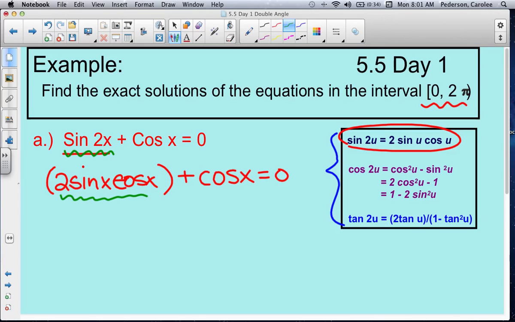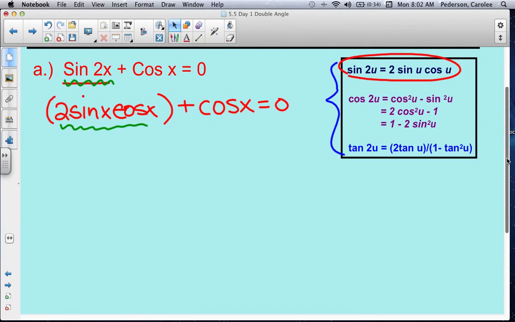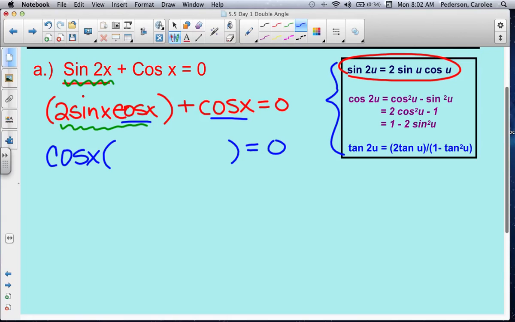Now we want to think back to earlier in chapter 5.3, and find the ways that we can figure out what x can be, what angles. So we want to use factoring. Is there a GCF in this equation? Yes, we can take out a cosine of x. So we're going to factor out the cosine of x, and what we're left with is the 2 sine of x. And then taking out a cosine of x from this piece gives us just the 1.